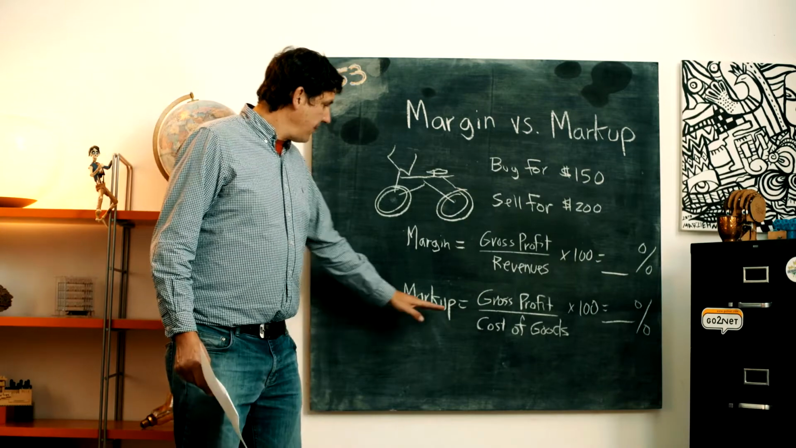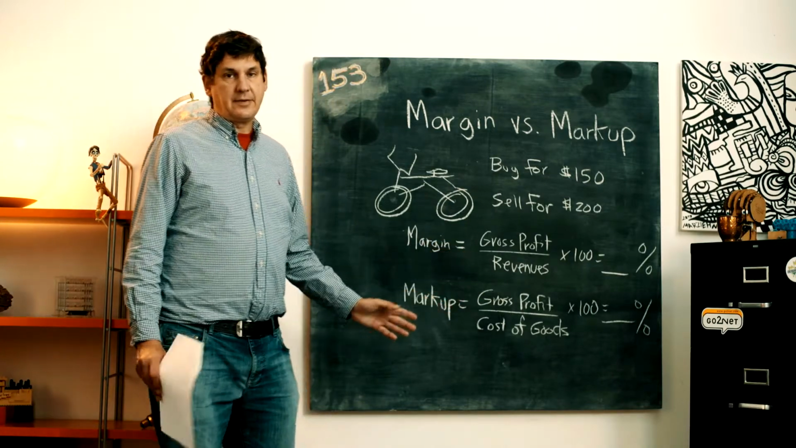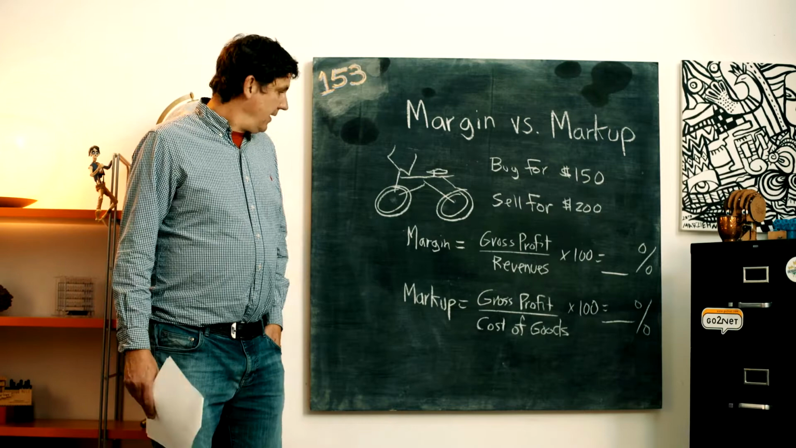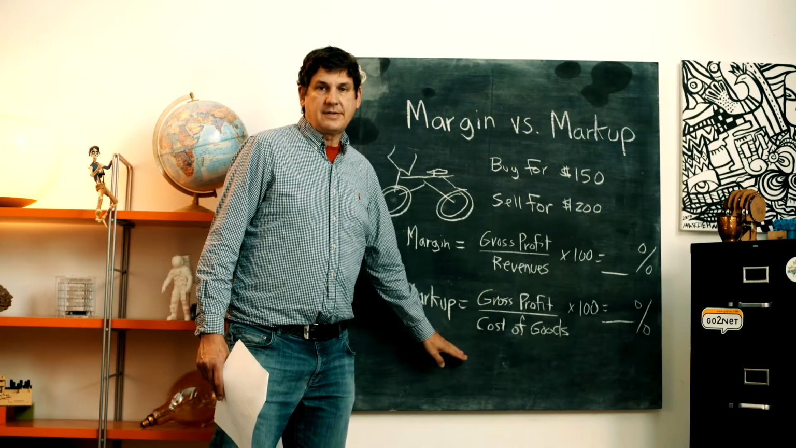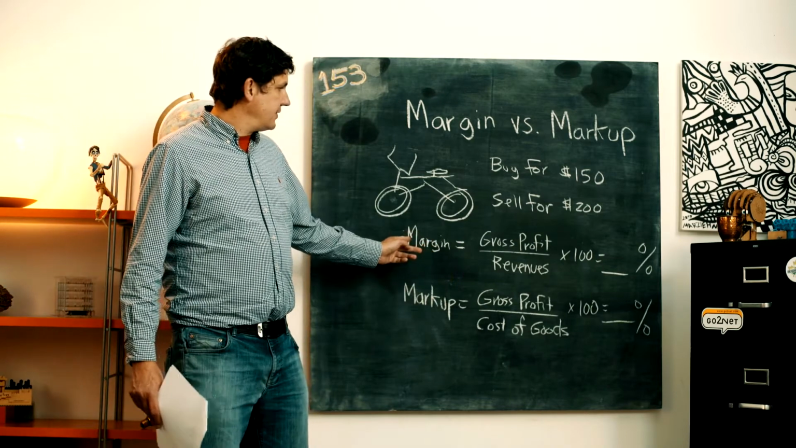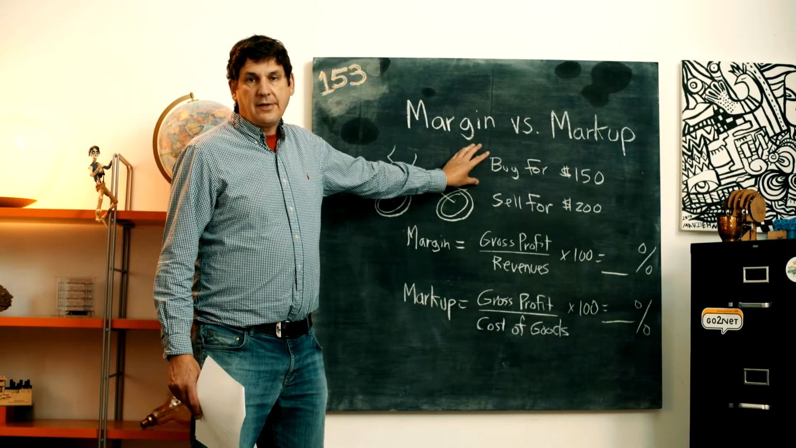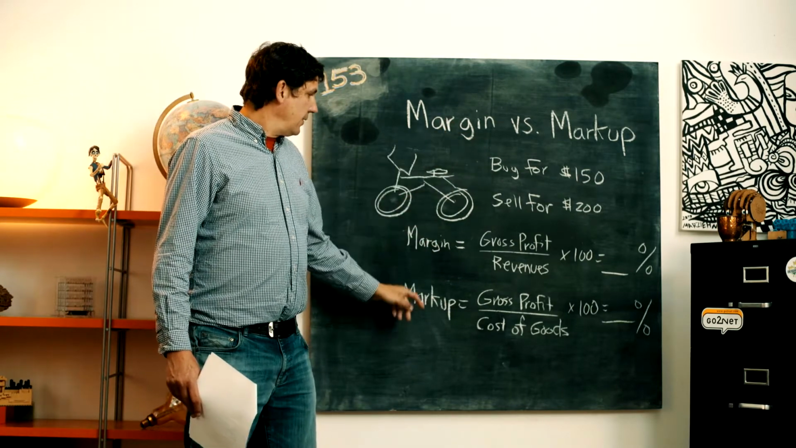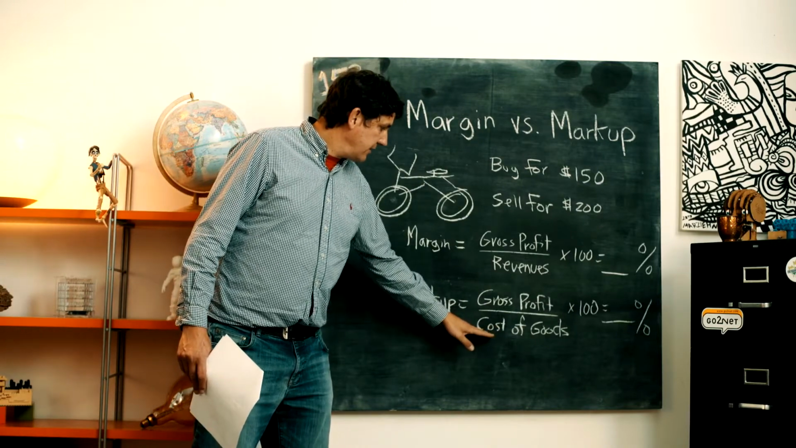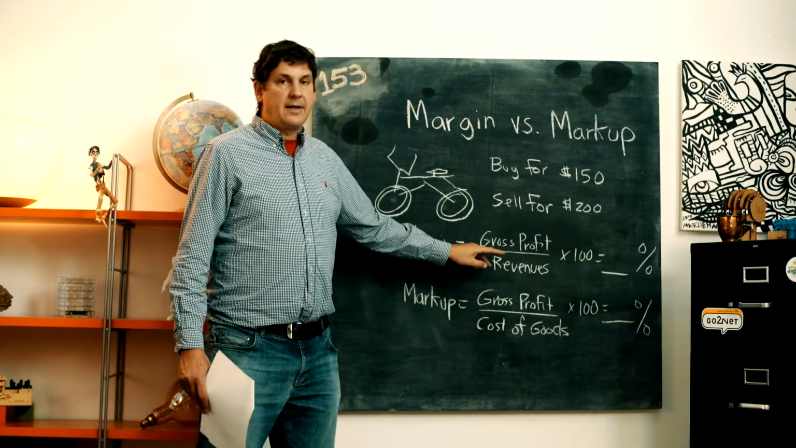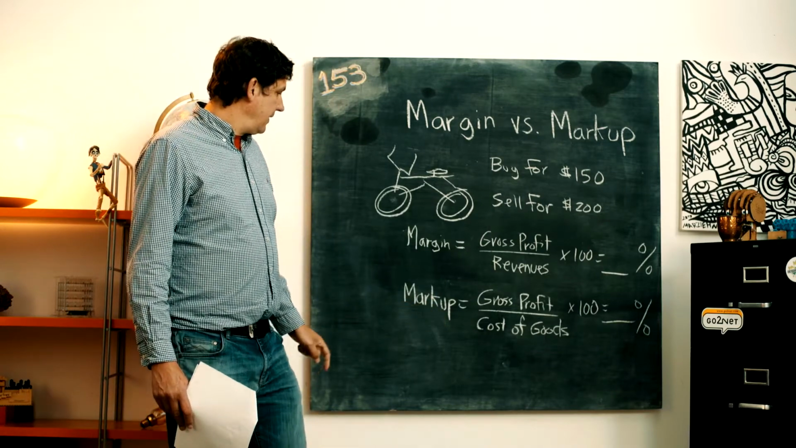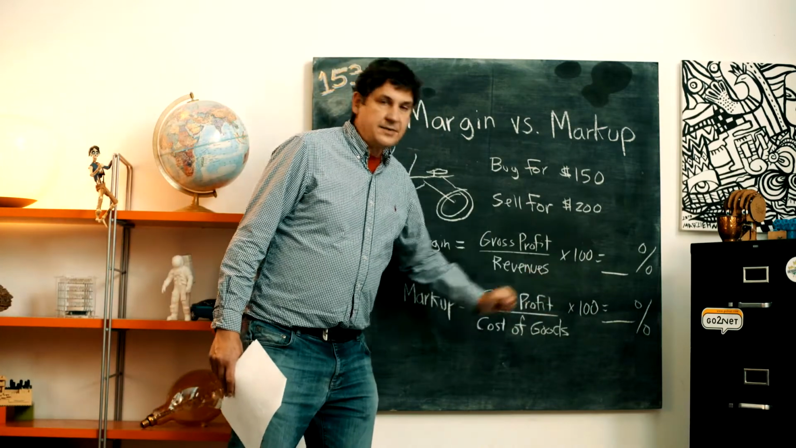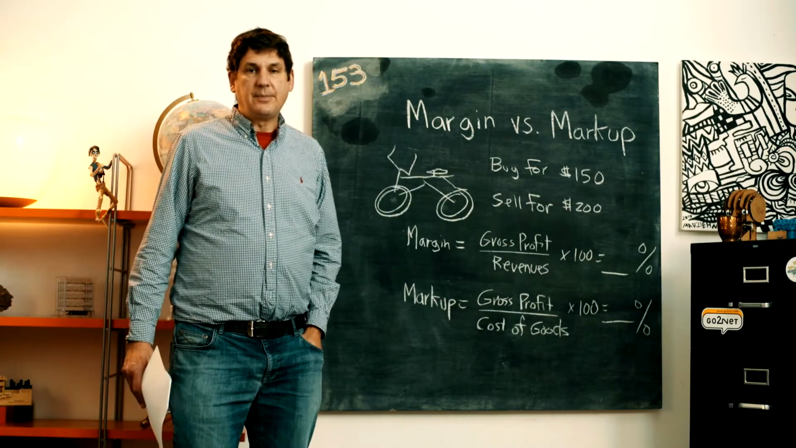Now the other concept is markup. It's different. A lot of times people will think they're the same thing, but they're actually not. Markup is gross profit divided by cost of goods. Now what is cost of goods in this situation? Well, it's $150. That's what we buy the bike for. So if we divide by the cost of goods, rather than dividing by the overall revenues, we end up with a different number. And if we multiply that by 100, that also gets turned into a percentage.